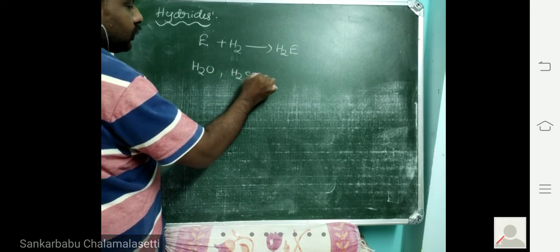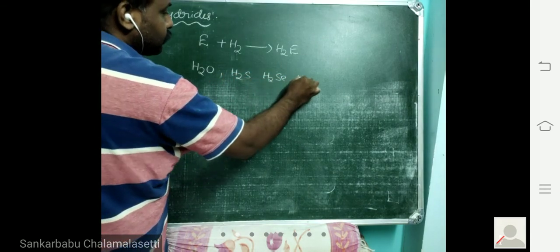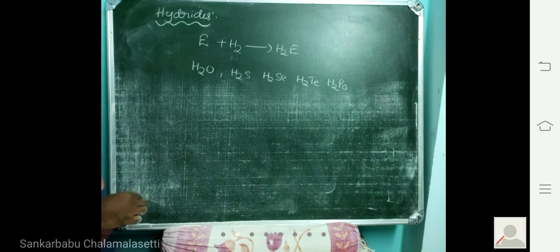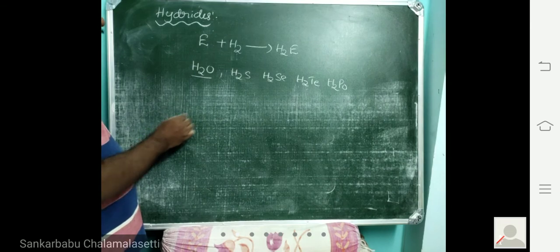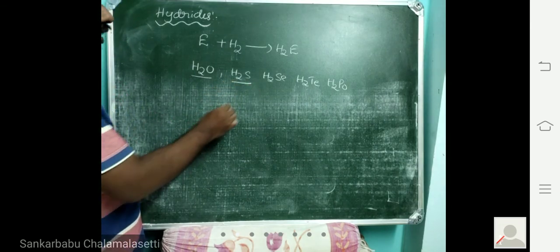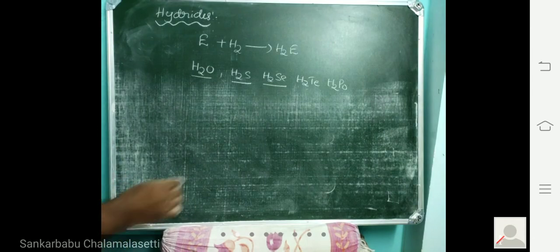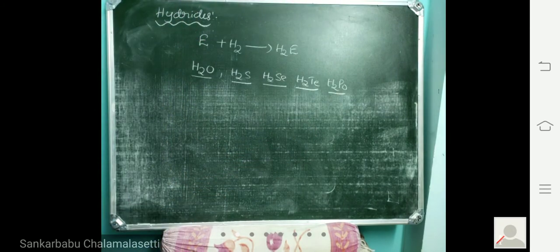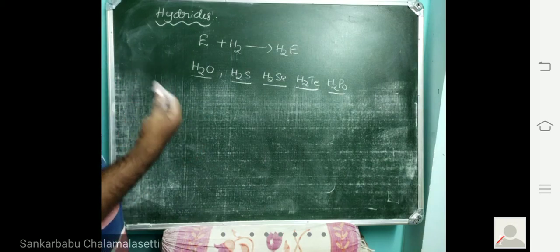Examples: H2O, H2S, H2Se, H2Te, H2Po. These are the hydrides formed by 16th group elements. This is called water or hydrogen oxide. This is hydrogen sulfide. This is hydrogen selenide. This is hydrogen telluride. This is hydrogen polonide. These are the hydrides formed by the 16th group elements when they react with hydrogen. Now let us see the properties of these hydrides one by one.